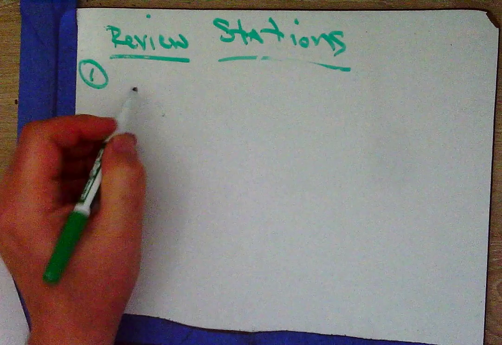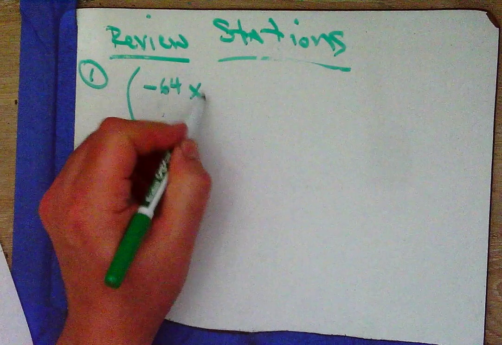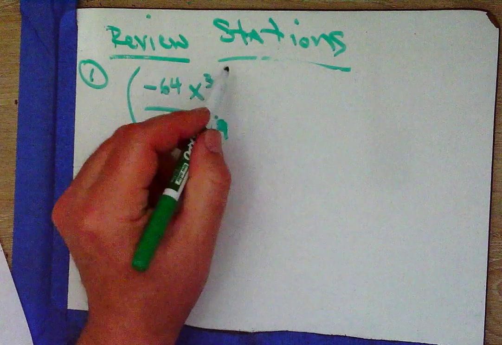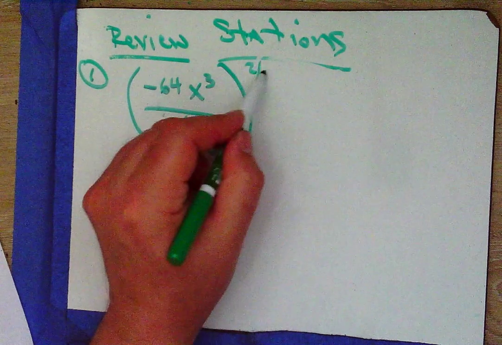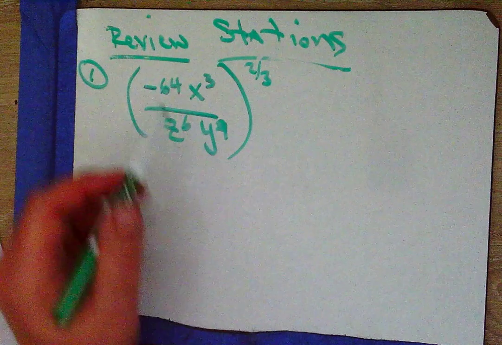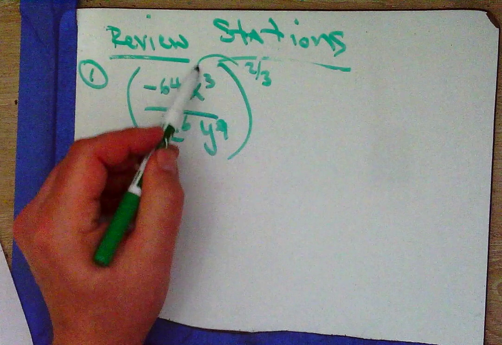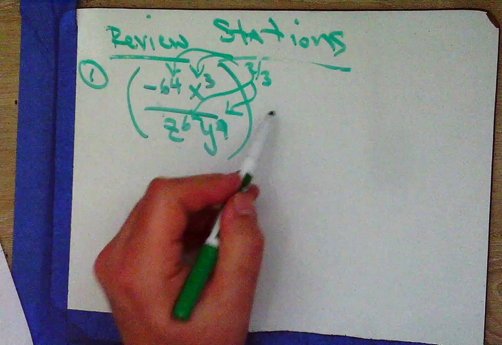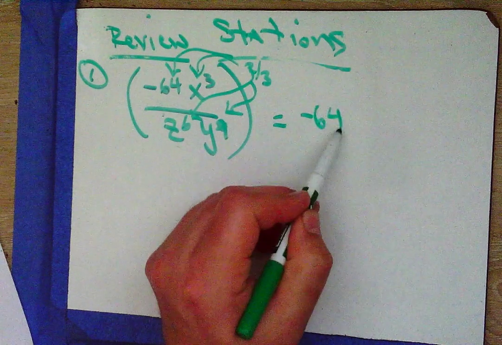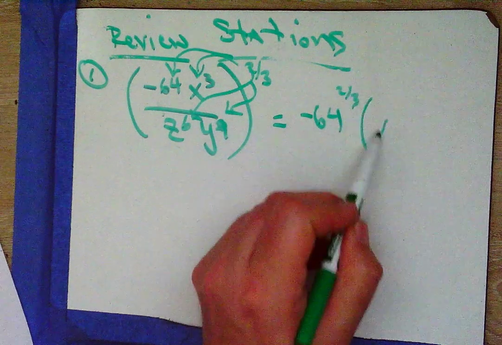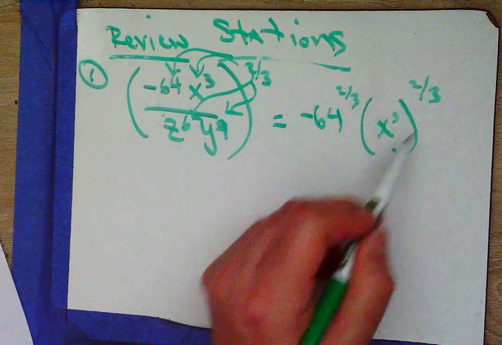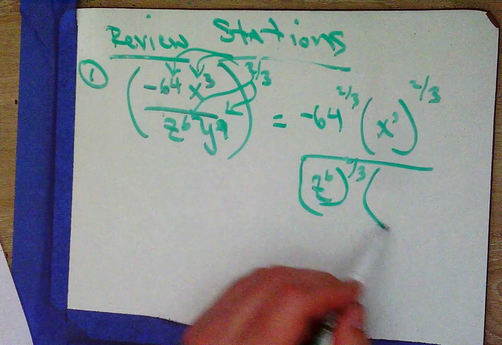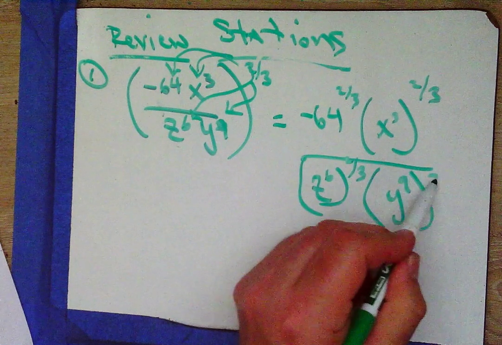Station number 1, problem 1, looks like this. Negative 64x to the third over z to the sixth, y to the ninth, raised to the 2/3 power. And the first thing I want to do, since I don't see any pluses or minuses here, I can apply this exponent to all 4 of these objects. And when I do that, my problem now looks like negative 64 to the 2/3 and x to the third to the 2/3 and z to the sixth to the 2/3 and finally y to the ninth to the 2/3.